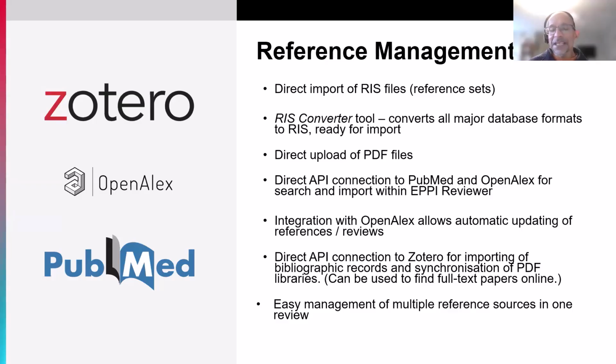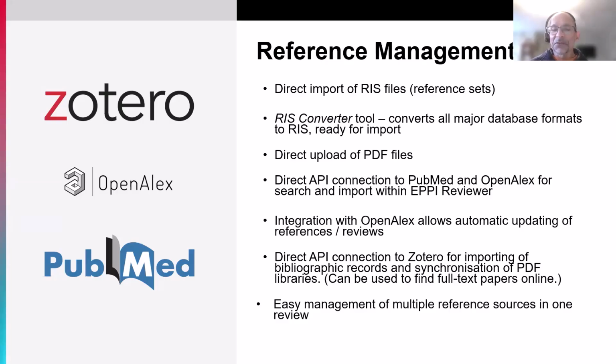The direct API connections can be very useful. So you may do a reference search on an online database or within EPPI Reviewer. You can export that reference list to Zotero, get Zotero to find all the relevant PDFs, and then just sync your references with the Zotero library and pull all those PDFs in. So there's no need to go and find each one singly and upload it to your review. That can all be done with this API interface to Zotero now.